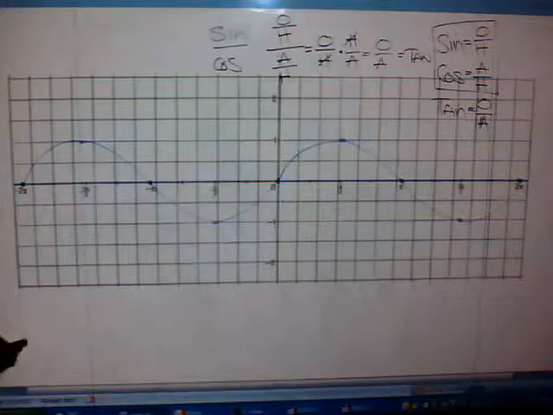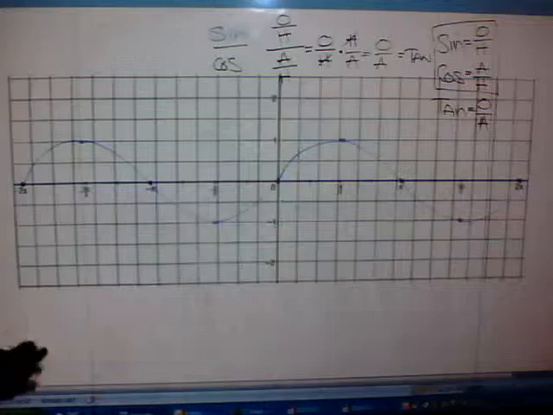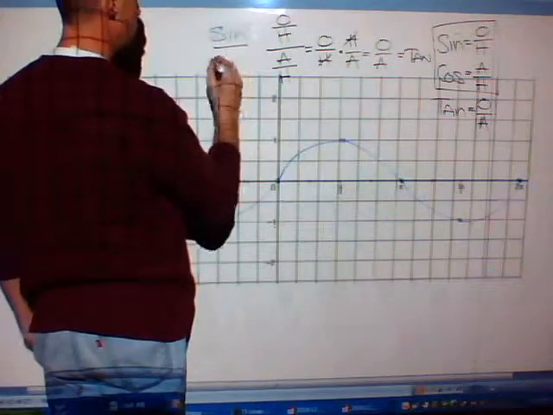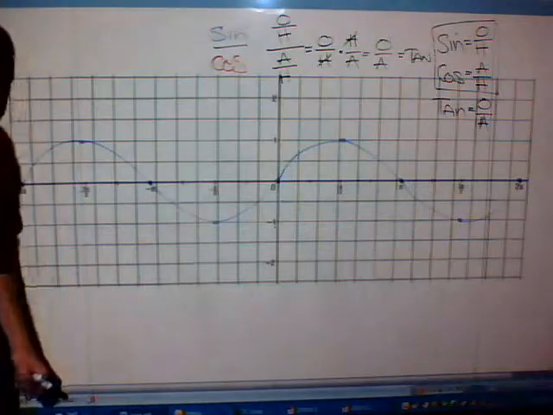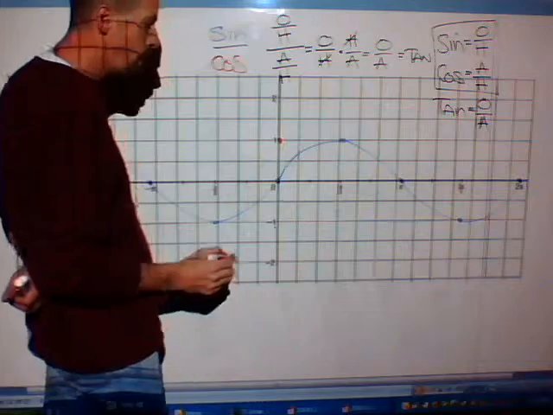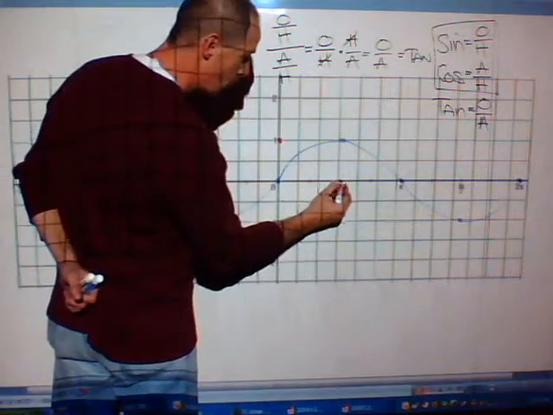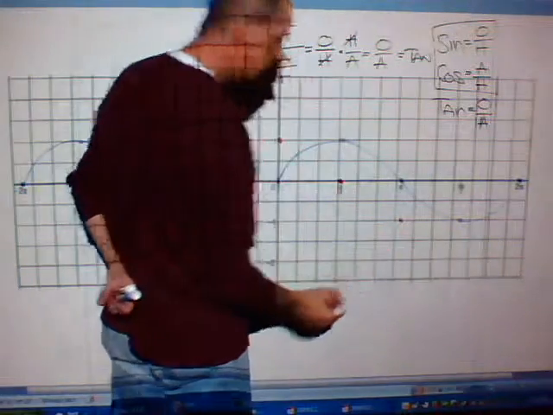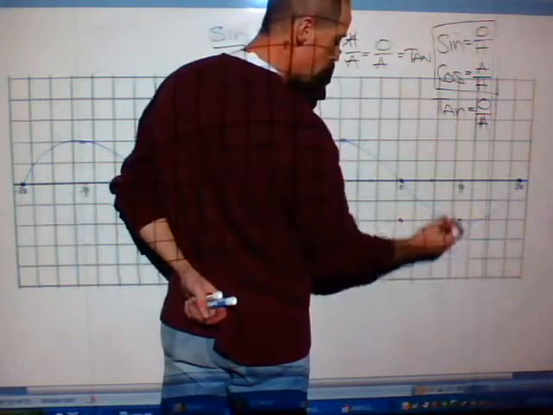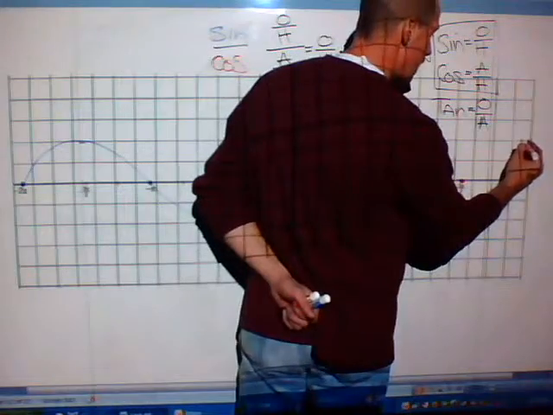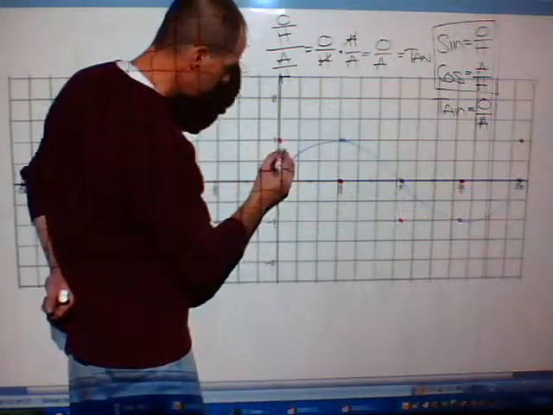Now, let me put the cosine graph on here. Cosine, I'm going to do in red. So here, cosine we know starts at positive 1. At pi over 2, we're at 0. At pi, we're at negative 1. At 3 pi over 2, we're back at 0. And at 2 pi, we're back at positive 1.